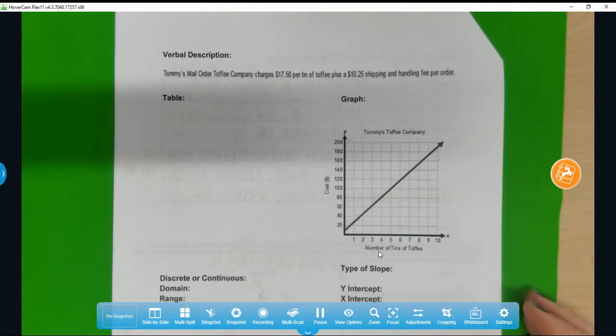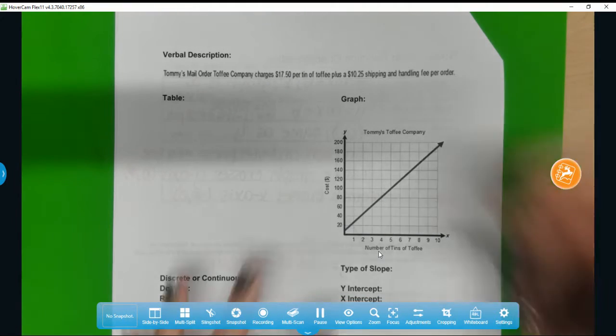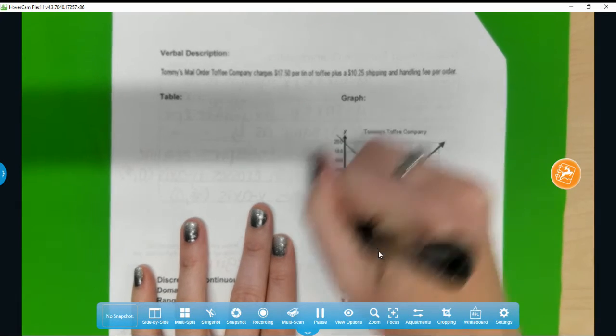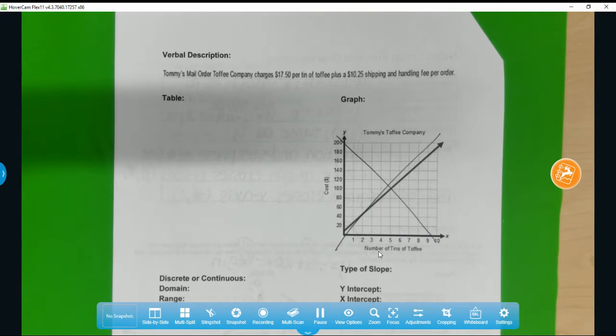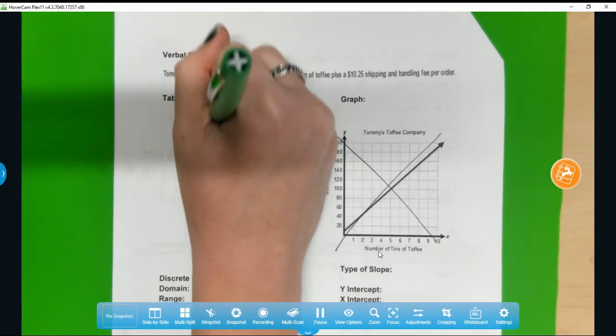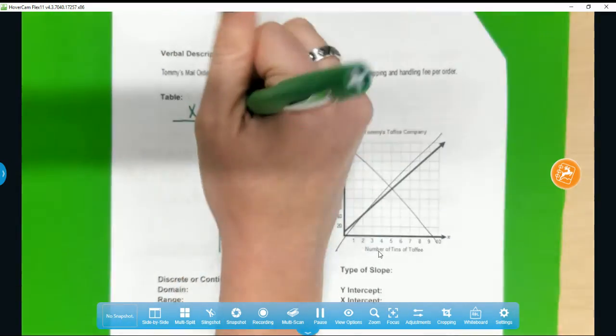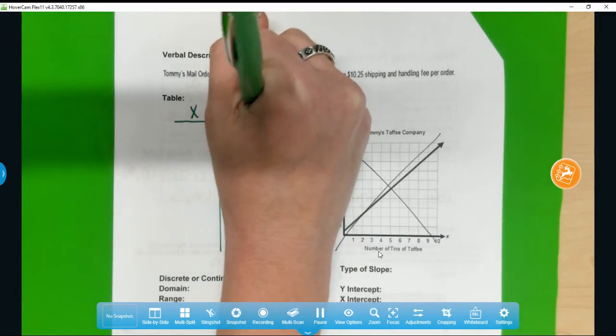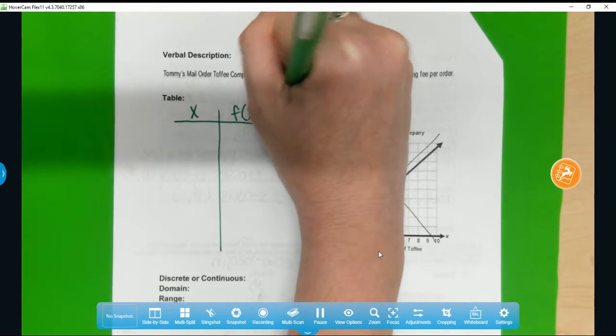All right, on this next one, we are going to go ahead and ignore this graph. It says Tommy's mail order toffee company charges $17.50 per tin of toffee plus a $10.25 shipping and handling fee per order. Okay, so we're going to go ahead and make a table. We have x, we have f of x. Remember, that's the same thing as y.